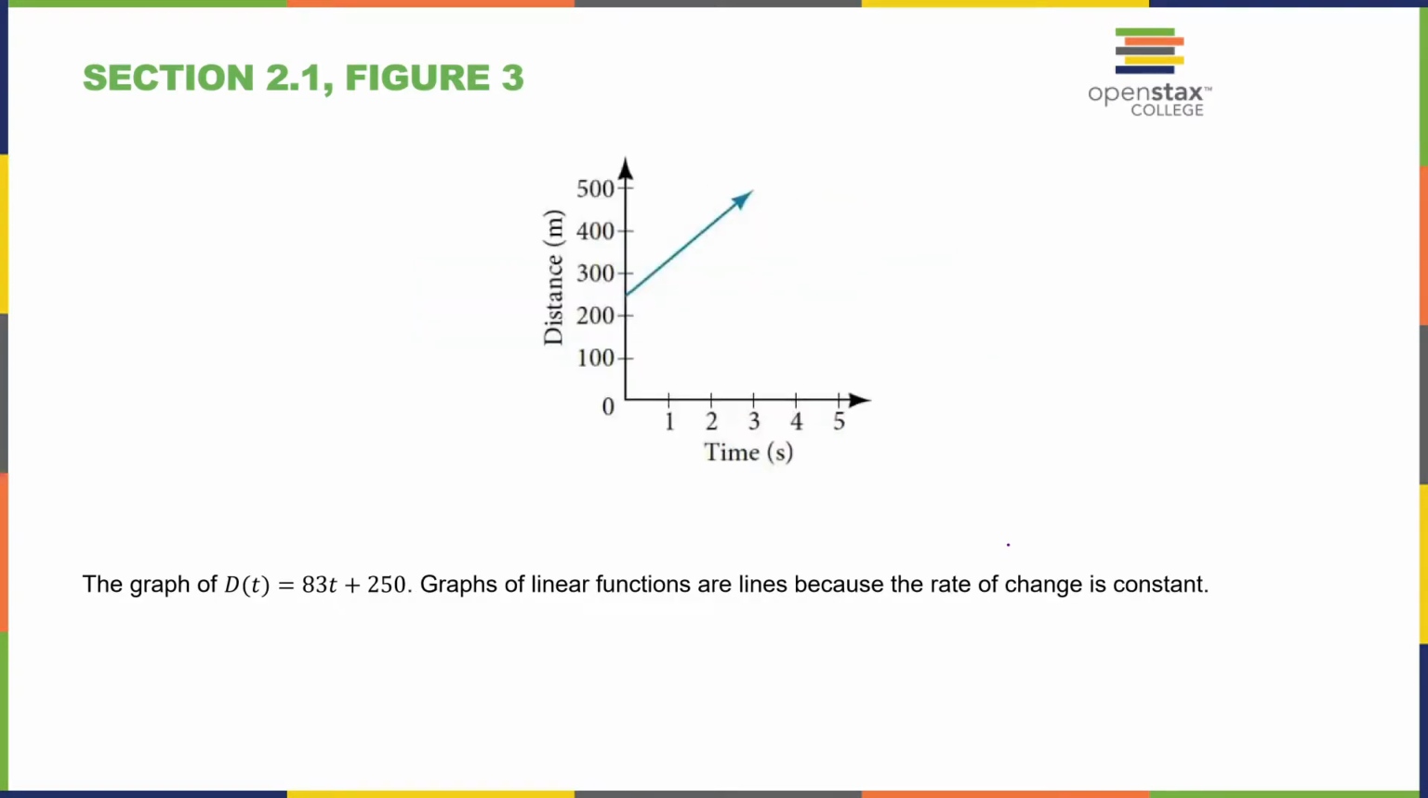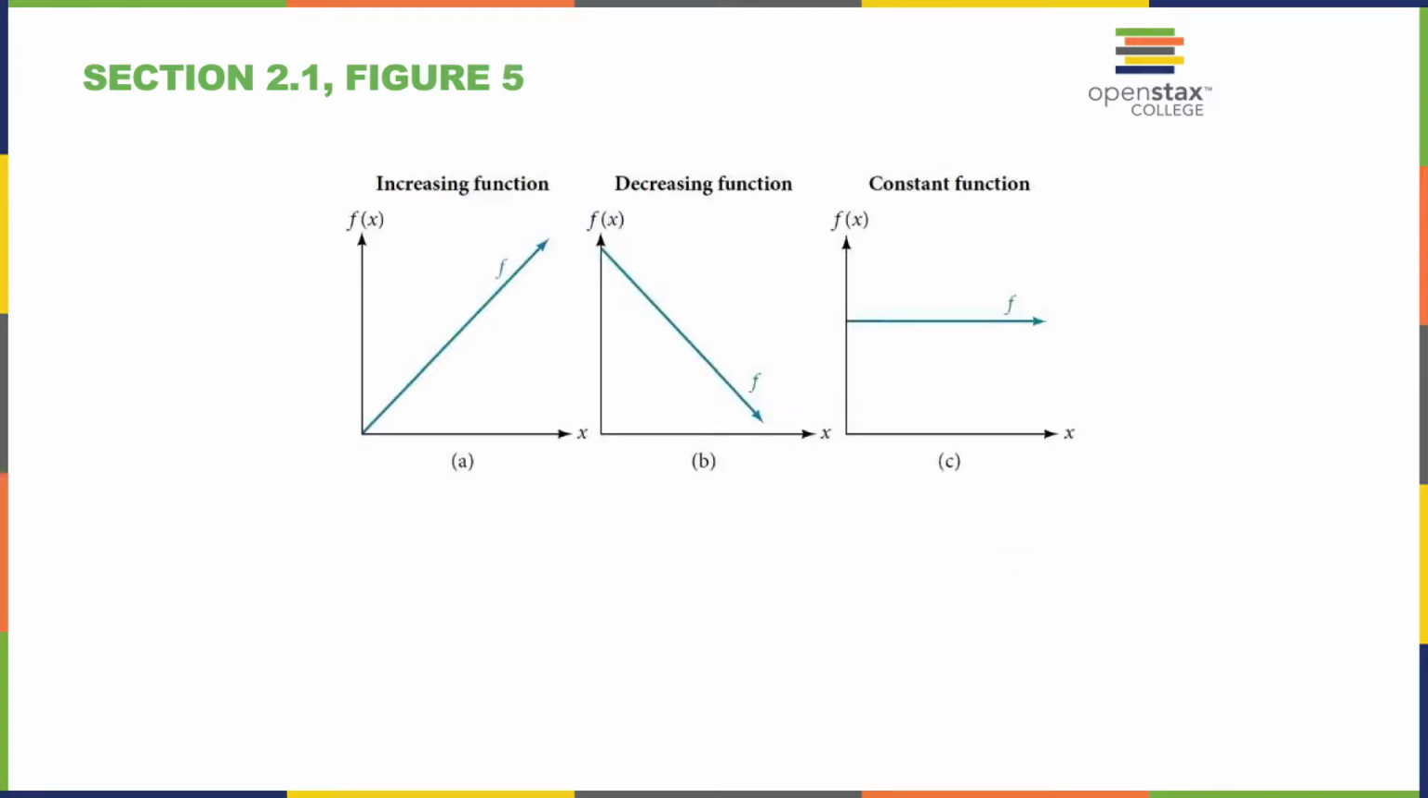Now this is what that table of values is going to look like when we graph it. You're going to notice it's a distance versus time graph, and time starts at 0, so we actually have an endpoint. But then as time increases, distance increases by the same amount. This function is d of t equals 83t plus 250. We can see that it's linear when we graph it because, again, it looks like a line and has a constant rate of change.